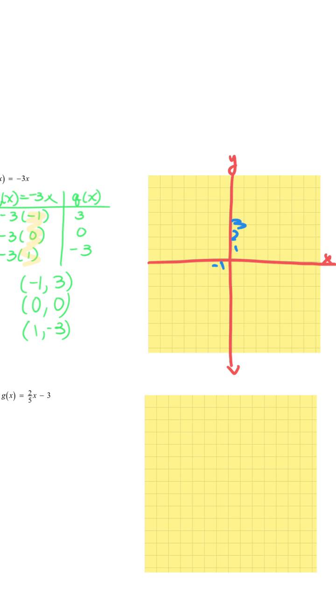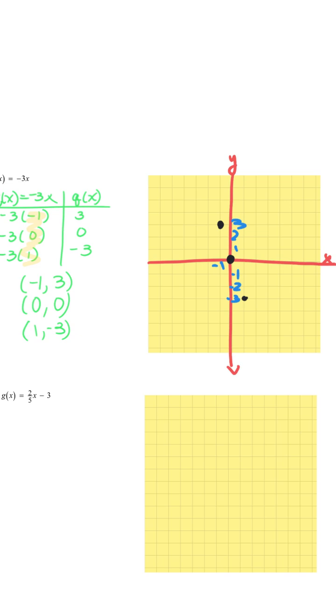Let's do it in black here. Our second one is what? 0, 0. We know that's the what? Right there in the center where both the x and y axis meet, correct. Then we have 1 and -3, which is around here. We know that this is -1, -2, and -3.